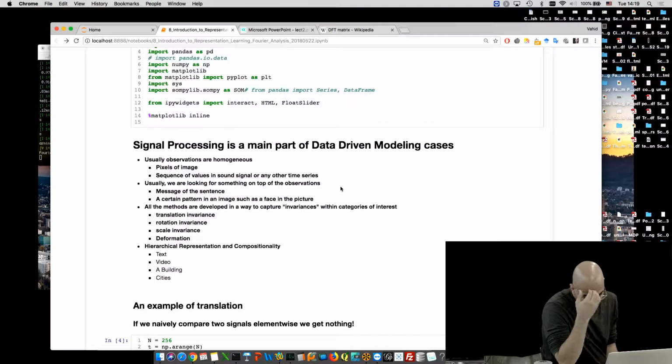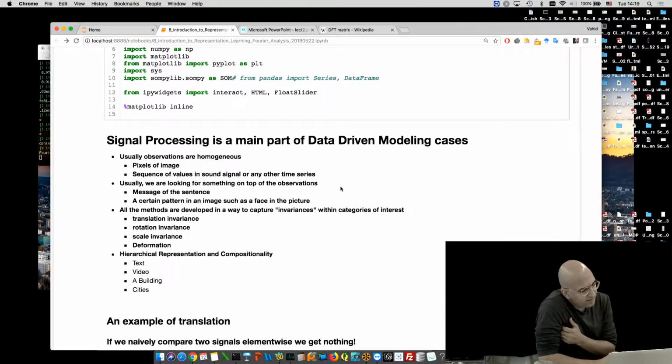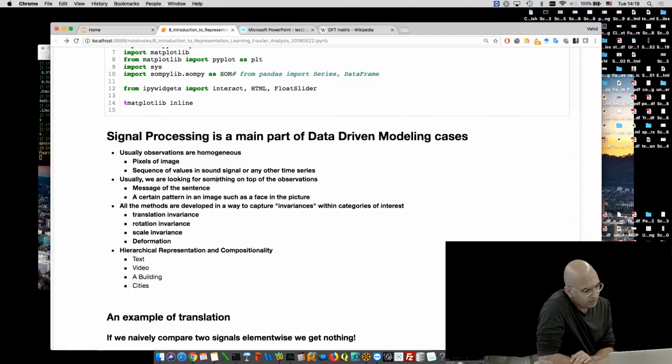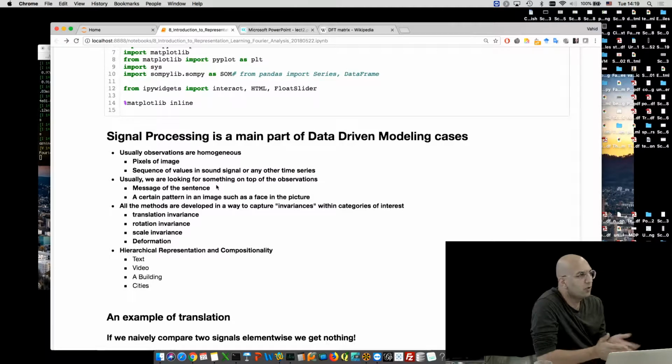So before that, I would like to mention that there are lots of main problems, and these are very, very fundamental problems. I told you already about this. Usually the observations are homogeneous, which means we have pixels of an image or sequences of values in a sound signal, and so on. And usually we are looking for something on top of these observations. If you look at the picture pixel by pixel as one dimension, you lose a lot of context.